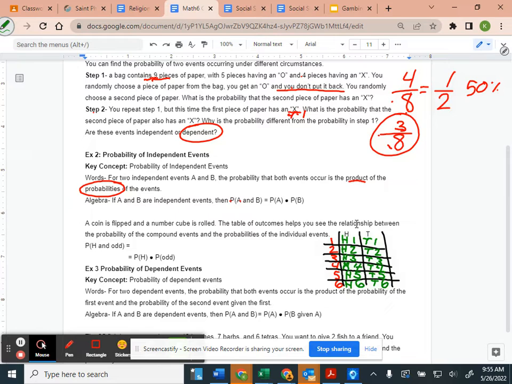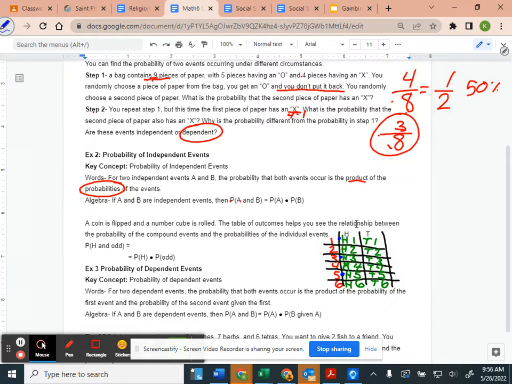So the coin is flipped and the number cube is rolled. The table of outcomes helps you see the relationship between the probability of the compound events and the probabilities of the individual events. So now we want to know, what is the probability of flipping a heads and rolling an odd number? So we know we have the heads is this column, and we have an odd number here, an odd number here, and an odd number here.